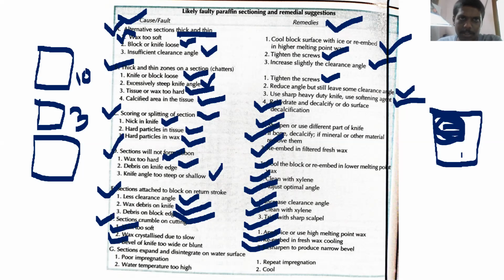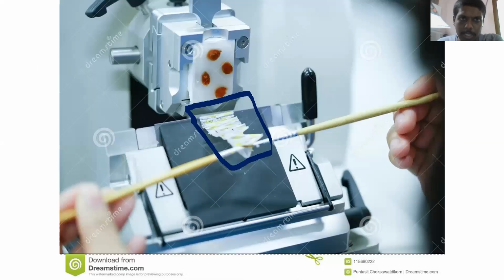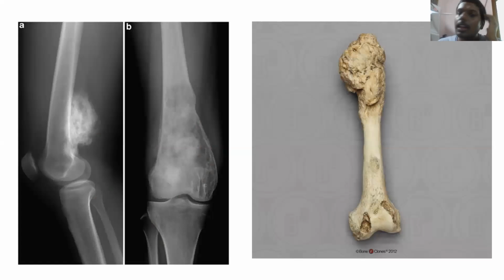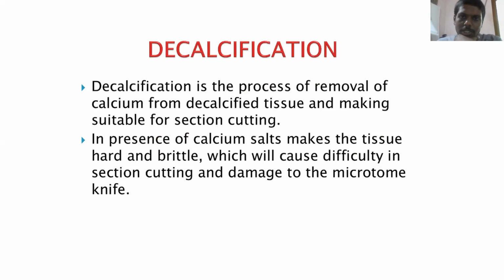So these are the faults and remedial suggestions for obtaining a proper section cutting of the tissue. So this is all about errors in section cutting. Next is decalcification. It is a short topic, a procedure where we remove the calcium minerals from the tissue, because we cannot cut bones directly with the microtome machine. Decalcification is the process of removing calcium minerals from the tissue.